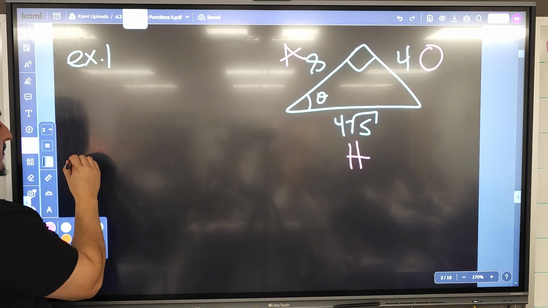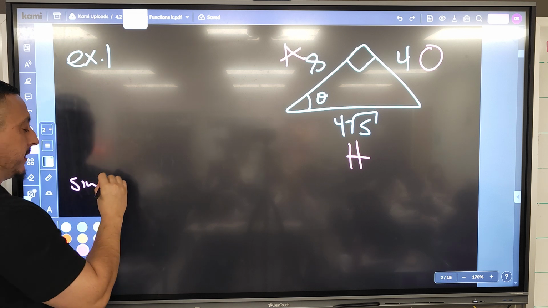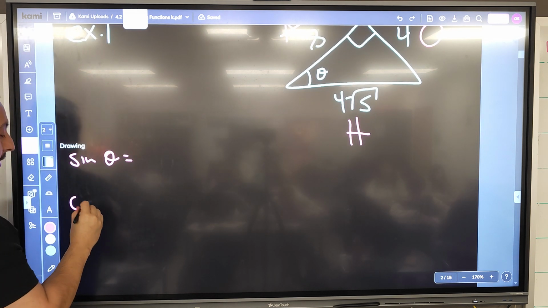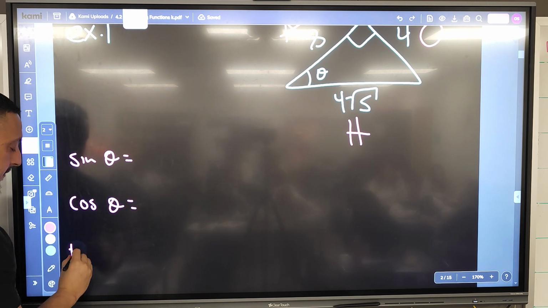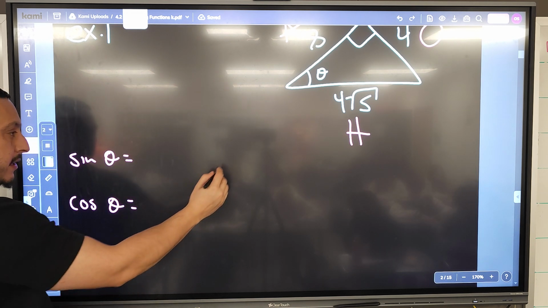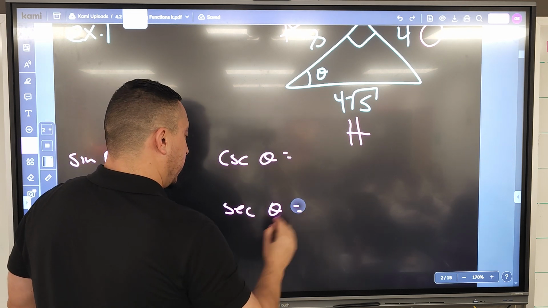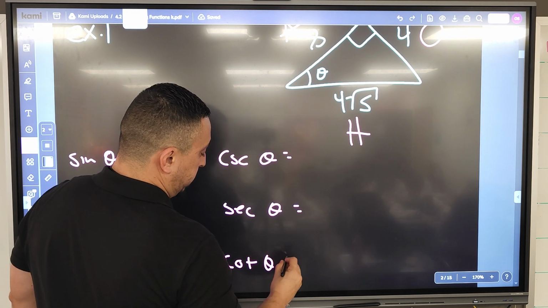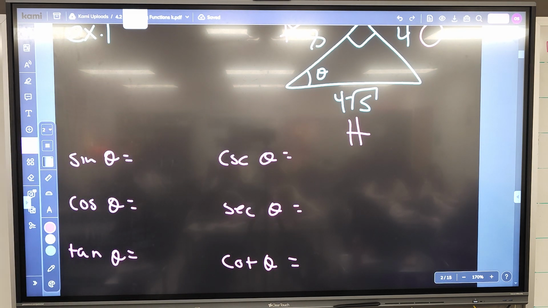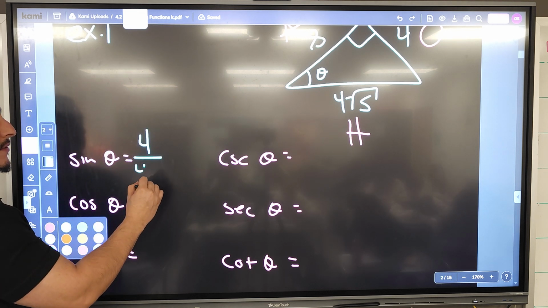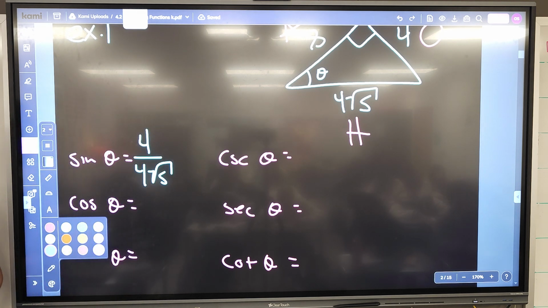Okay? So now that we have those, let's do the sine of theta, the cosine of theta, the tangent of theta, and then cosecant of theta, secant of theta, and cotangent of theta. I'll do the first one just to show you how it's set up. So sine is the opposite over the hypotenuse. Okay, so go ahead and fill the rest out.